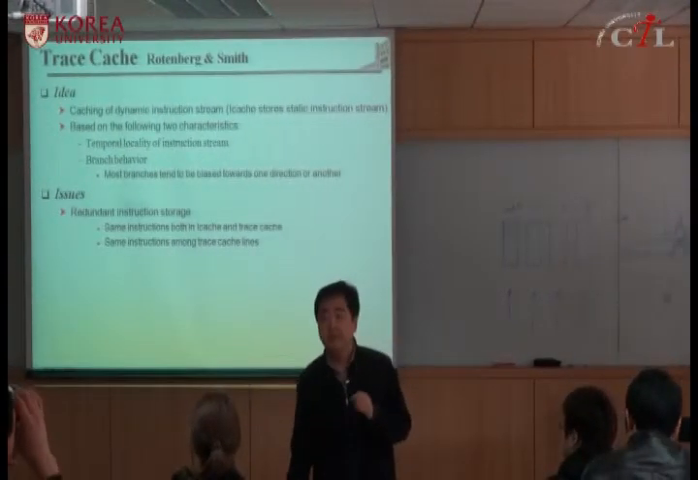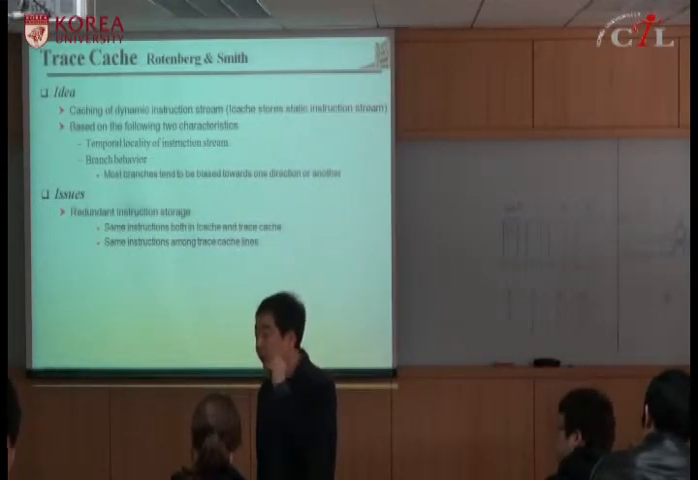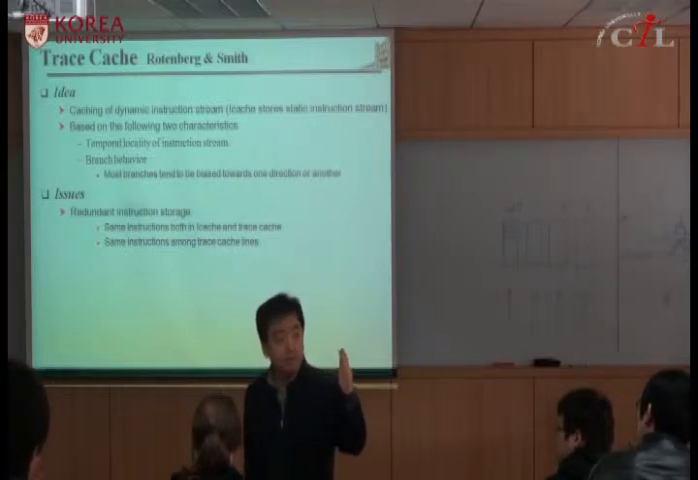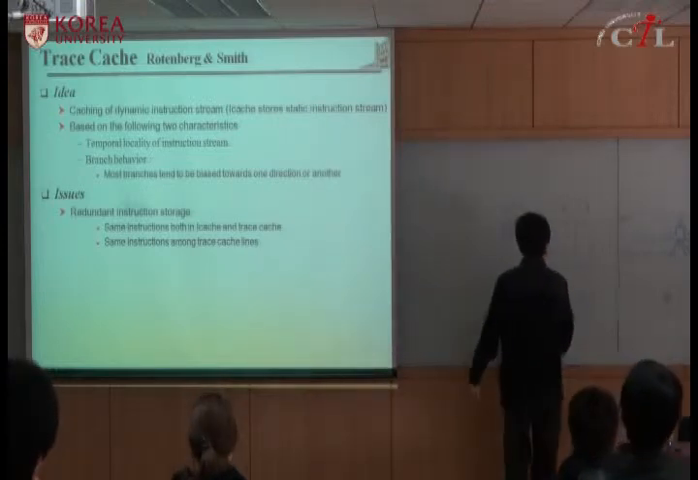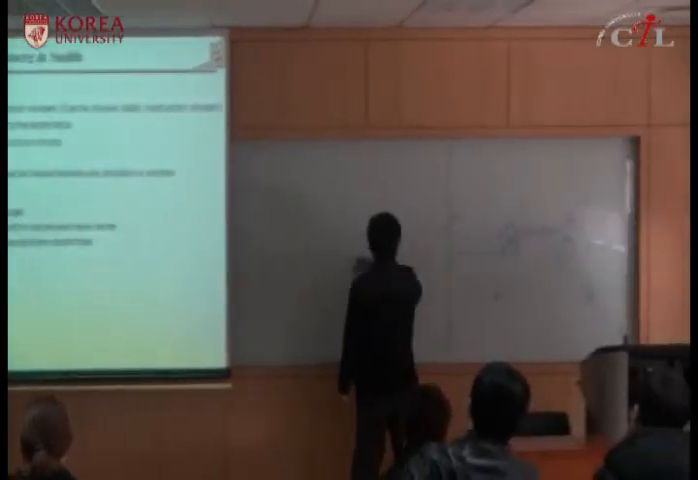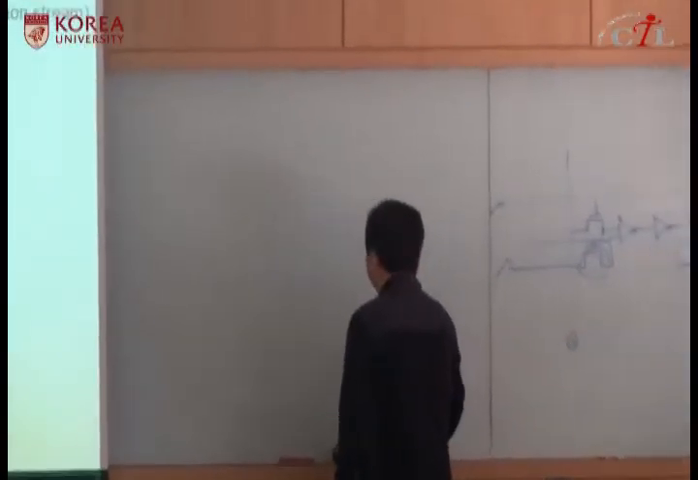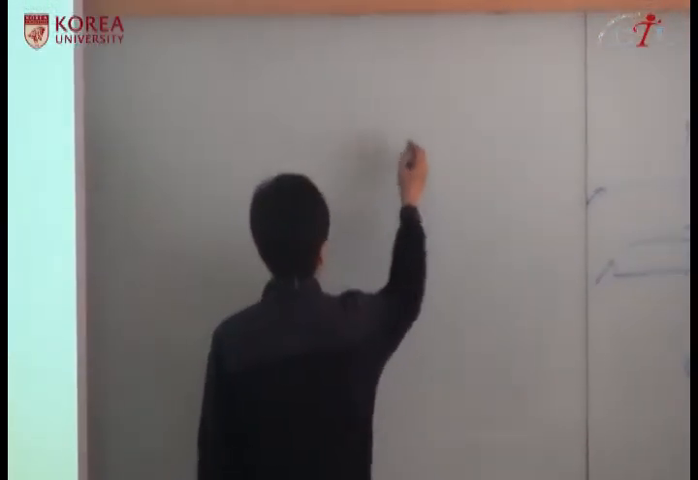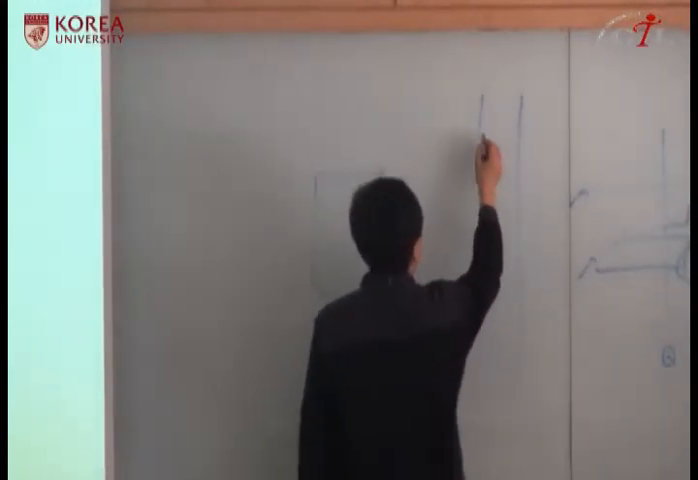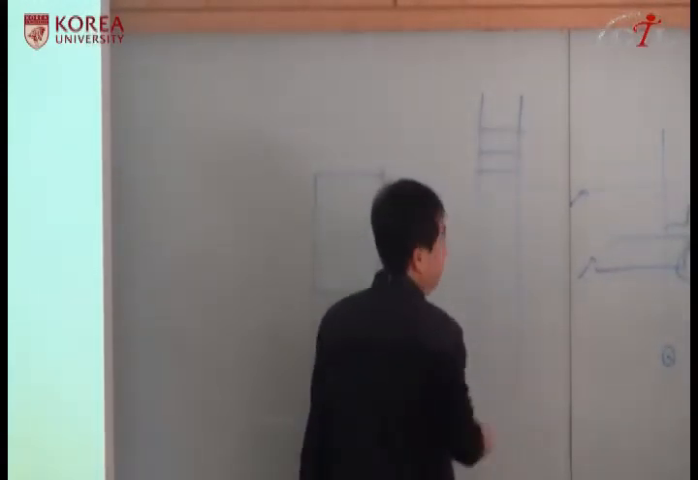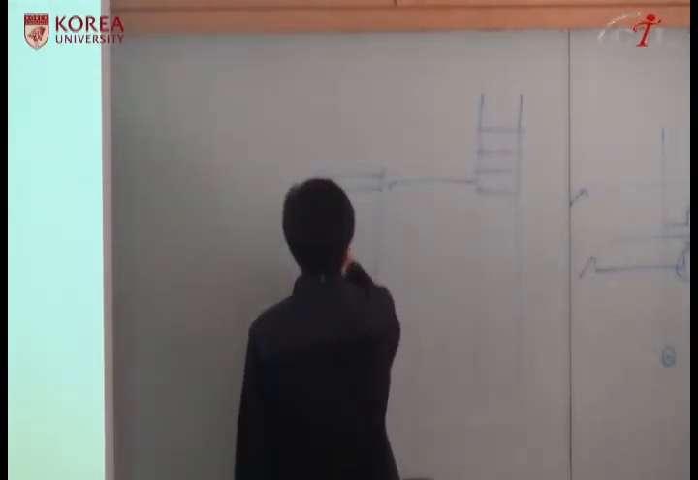But the actual dynamic instruction sequence that you are executing at runtime is quite different from the static instruction stream. So let's look at this dynamic instruction stream. So basically, in a traditional instruction cache, you divide this program space, the virtual address space, into cache block size, and each cache block goes to here, right?